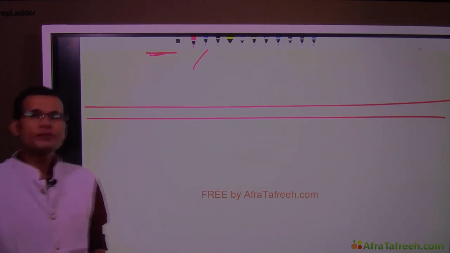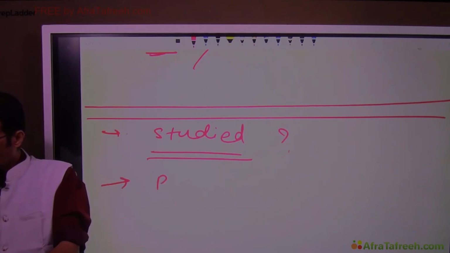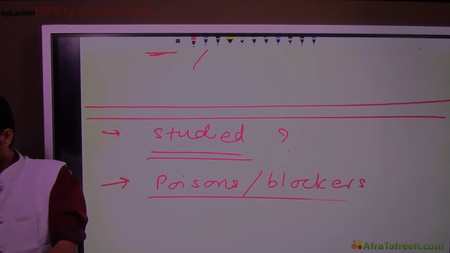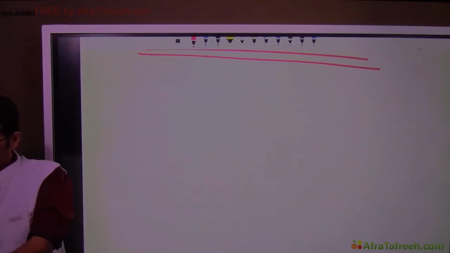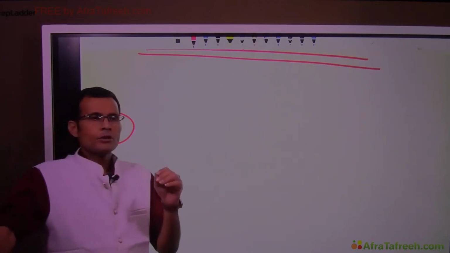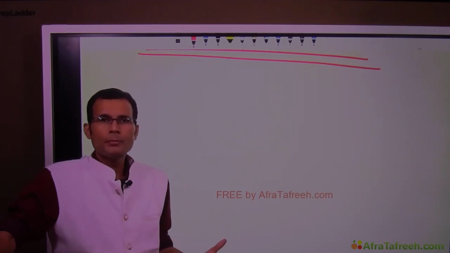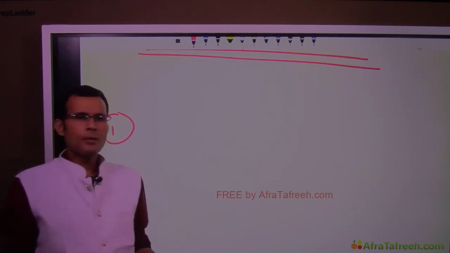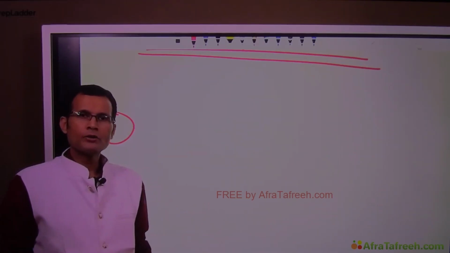Now I want to discuss two more things related to the channels. How are the channels studied, and what are the poisons or blockers of the channels? First thing, there was actually an MCQ a few years ago. The ionic flux through a single ion channel is studied by what method? The options given were patch clamp technique, voltage clamp technique, a pair of microelectrodes, or cathode ray oscilloscope.